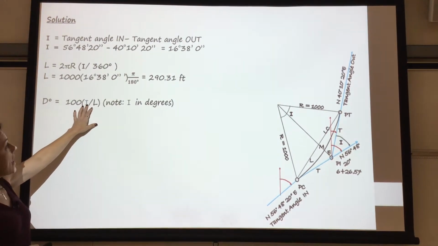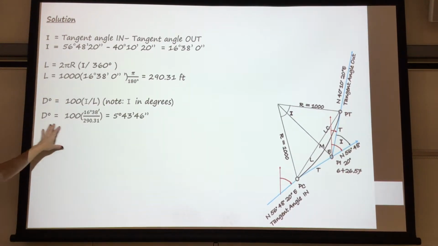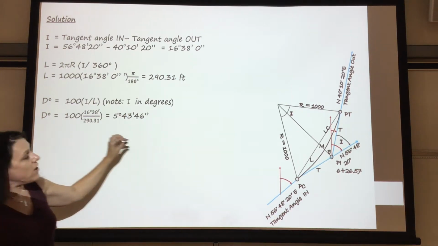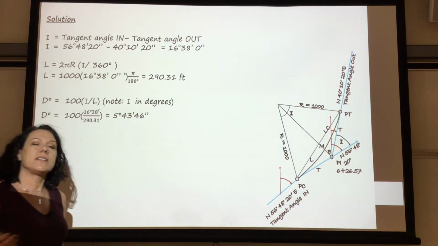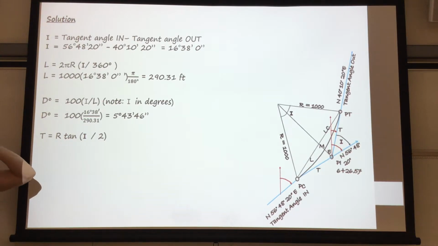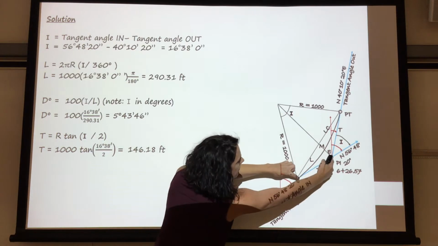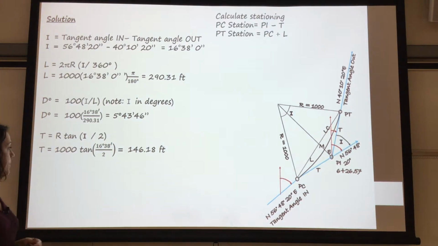You take your intersecting angle divided by the length and multiply it by 100. So the degree of curvature is 5 degrees, 43 minutes, and 46 seconds. Now that is based on a 100-foot station. So the length of the station is based on 100 feet. So the T, the tangent, is equal to the radius times the tangent of the intersection angle divided by 2. Plug in my equation and I get the tangent length. This distance from here to here is 146.18 feet.